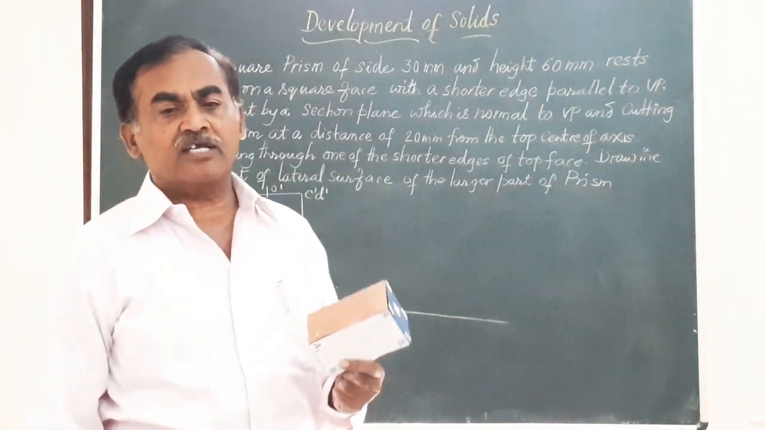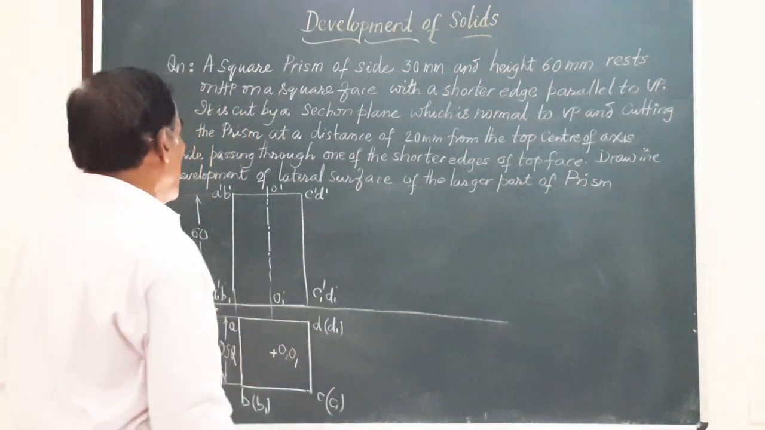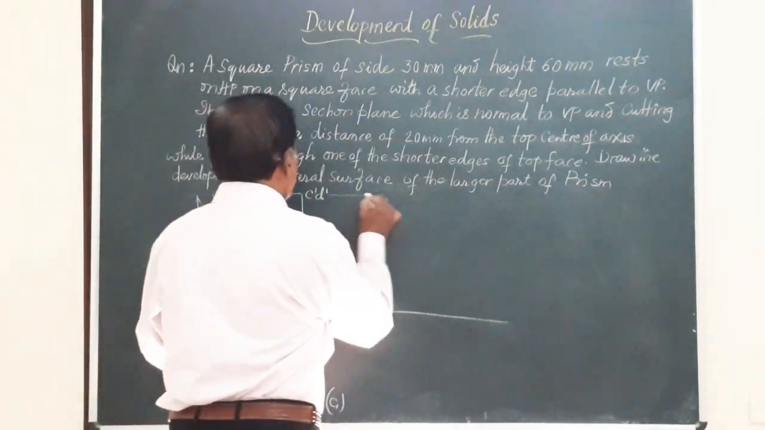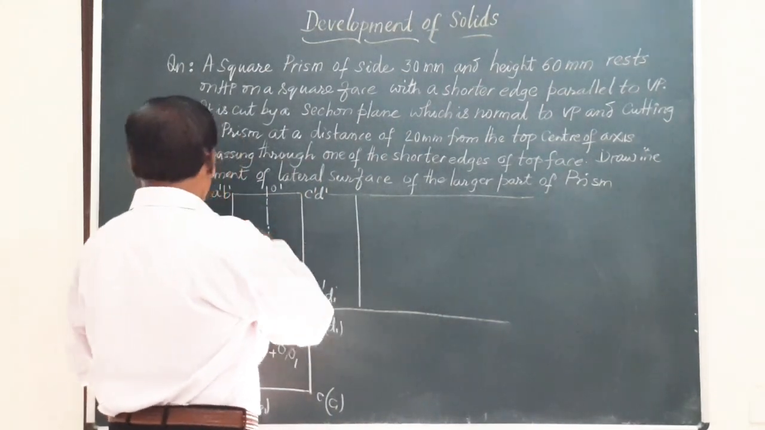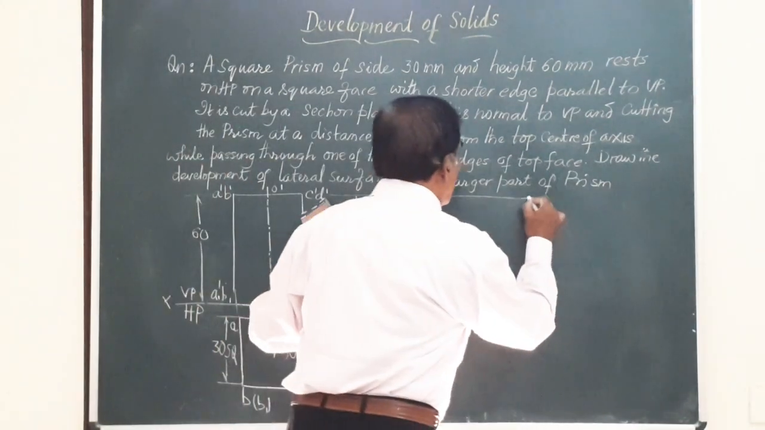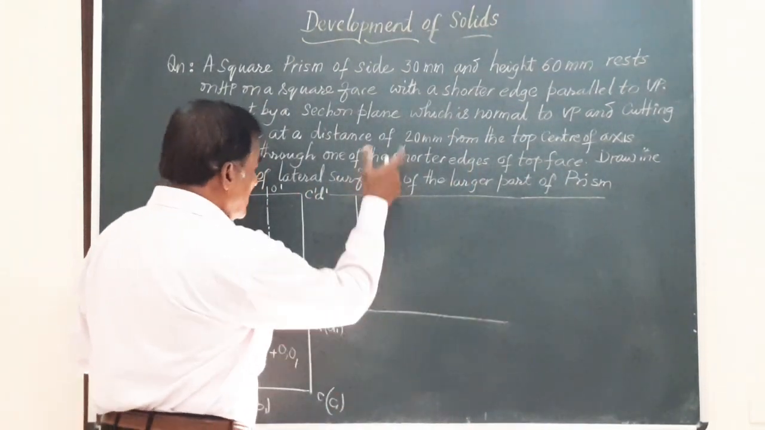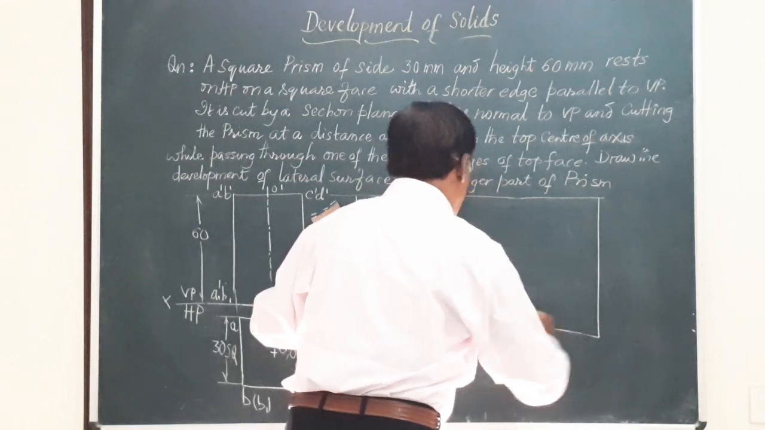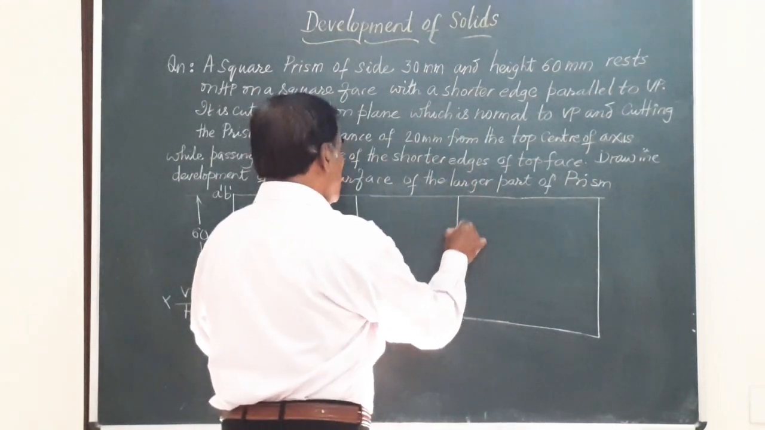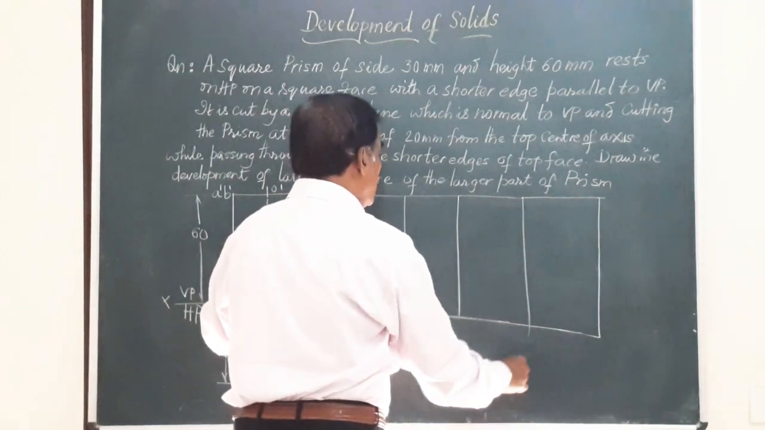And now, as usual, let us assume that the solid is not cut by any section plane and mark adjacent to this a rectangle of height equal to 60 mm and width equal to 30 into 4, because there are 4 rectangles. That's going to be 120. Let me mark on this 4 thin lines. Make use of H pencil to mark this.